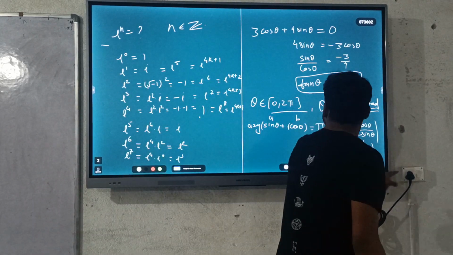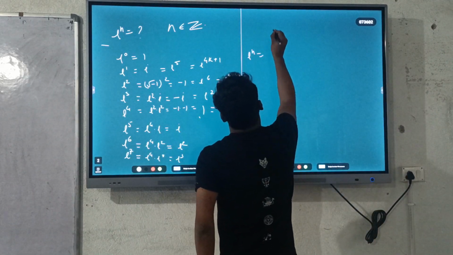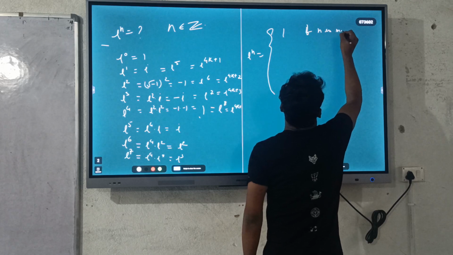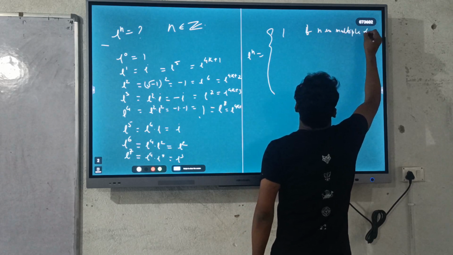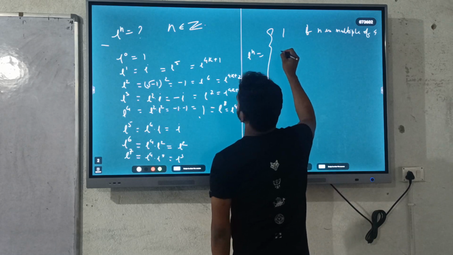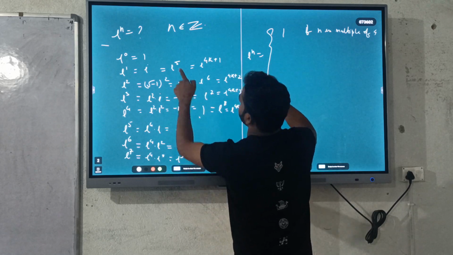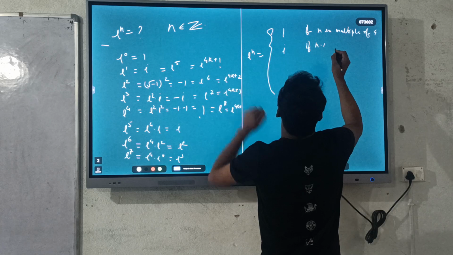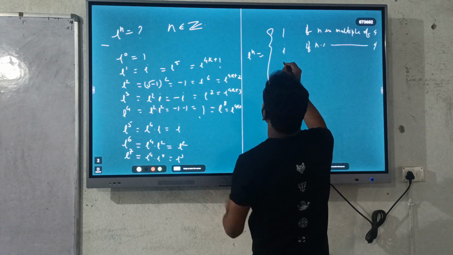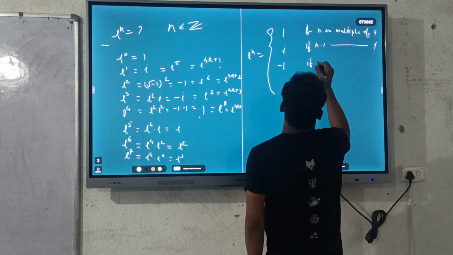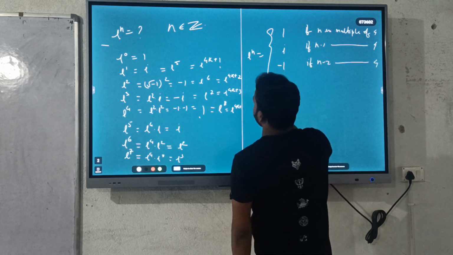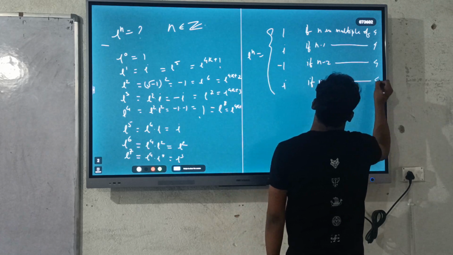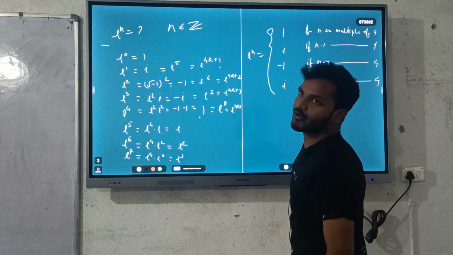If we want to summarize this, we can write: i to the power n is equal to 1 if n is a multiple of 4. It gets the value i if n minus 1 is a multiple of 4. We get the value -1 if n minus 2 is a multiple of 4, and we get the value -i if n minus 3 is a multiple of 4. That is the integral power of i.